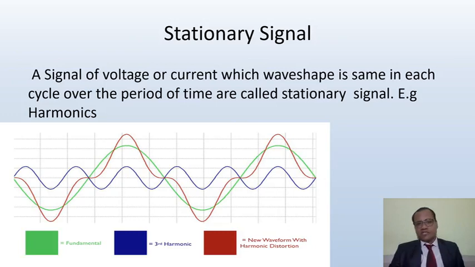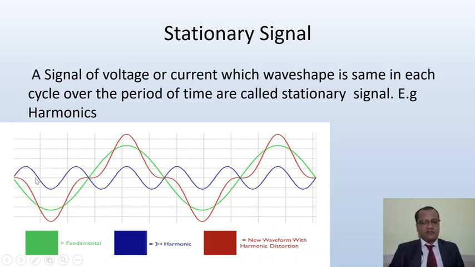But if we look at stationary signals, here basically three waveforms are shown: the fundamental, the third harmonic, and the fifth harmonic waveform. When we get to the harmonics chapter, we will see what exactly these third and fifth harmonics are, and that there are certain levels of harmonics. But here our main focus is on the wave shape.